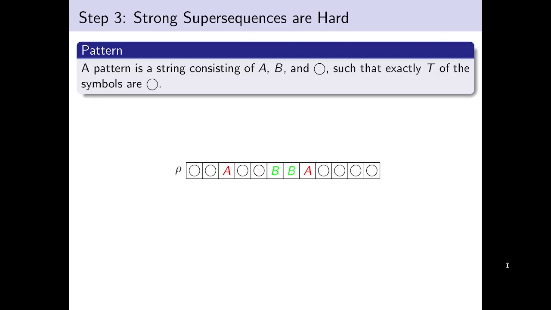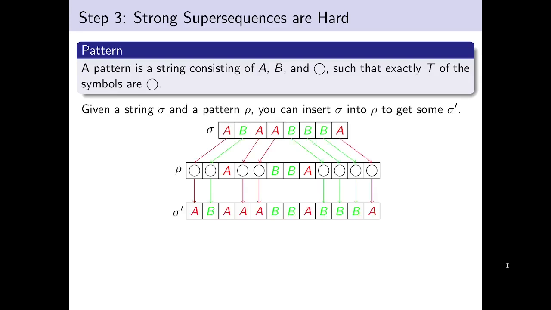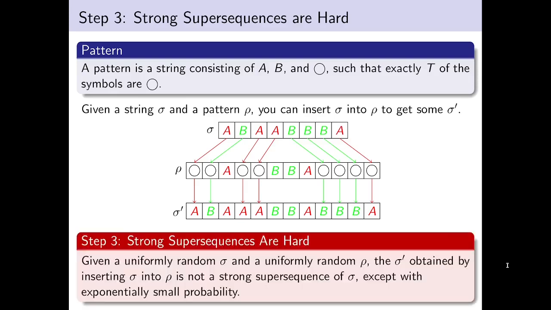Now, why is this interesting? Well, we can now take a sigma consisting of t a's and b's, and we can insert it into row to get some sigma prime. Recall that if any sigma prime is a supersequence of sigma, then it'll be a supersequence via one of these patterns, so to speak. So we will apply a probabilistic argument to patterns as well. We will show that given a uniformly random sigma and a uniformly random row, the sigma prime that you get by inserting sigma into row is not a strong supersequence of sigma, except with exponentially small probability.